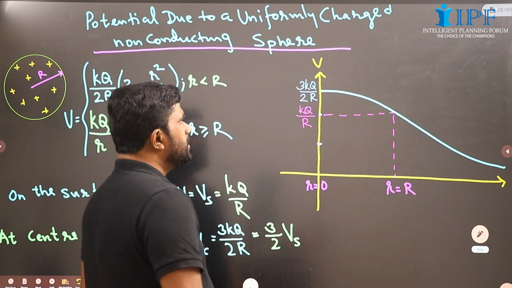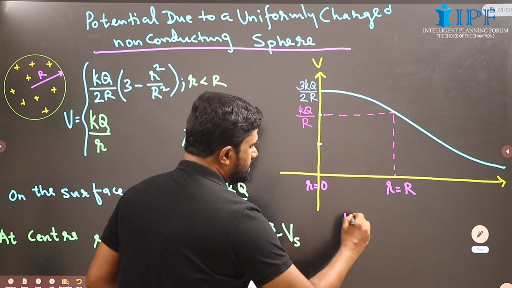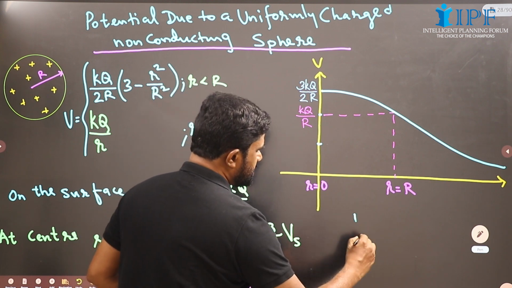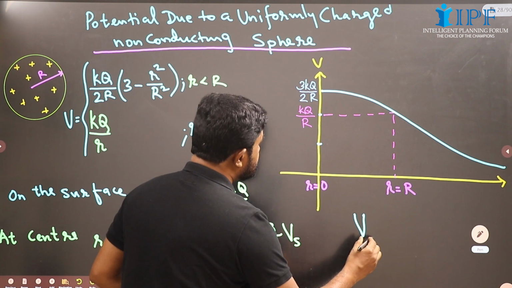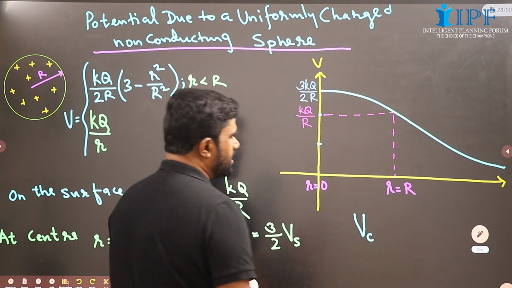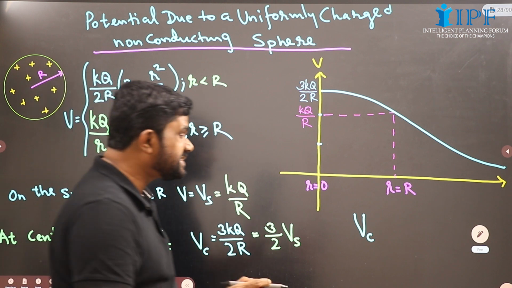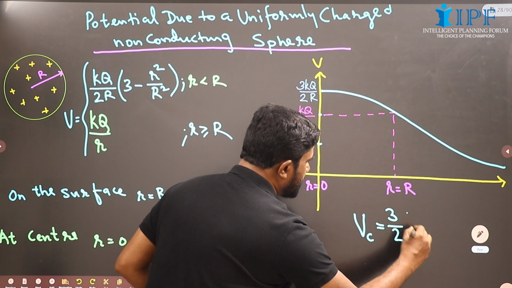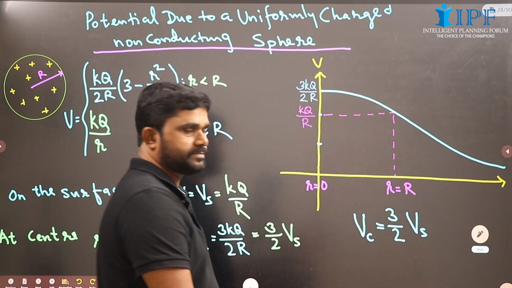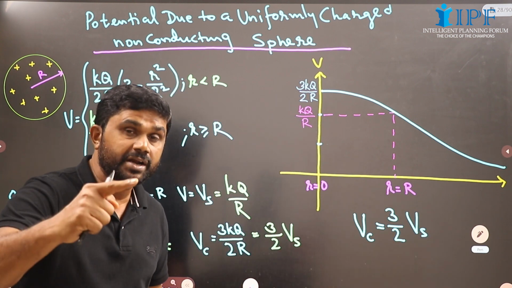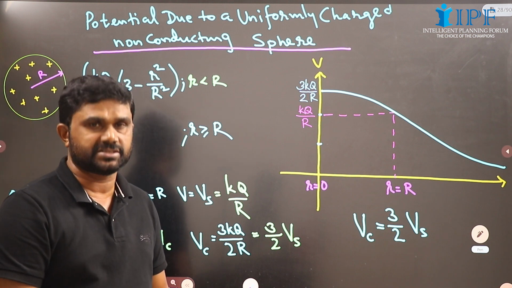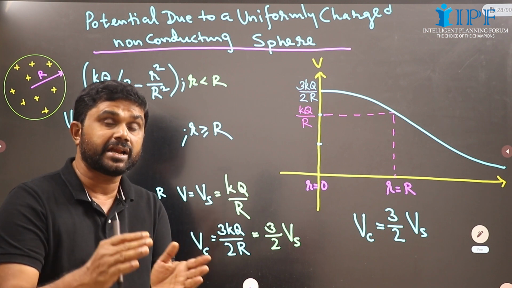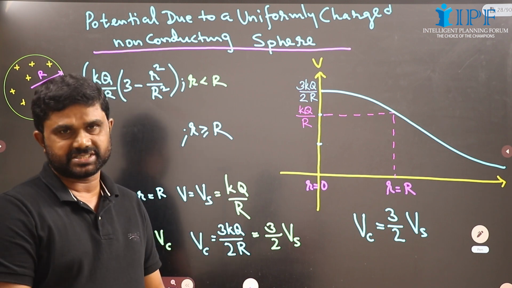Okay, now see, potential at the center, V with the suffix C, is equal to 3 by 2 times the potential at the surface. 3 by 2 times means 1.5 of the potential at the surface. Potential at the center is 1.5 times of the potential at the surface.